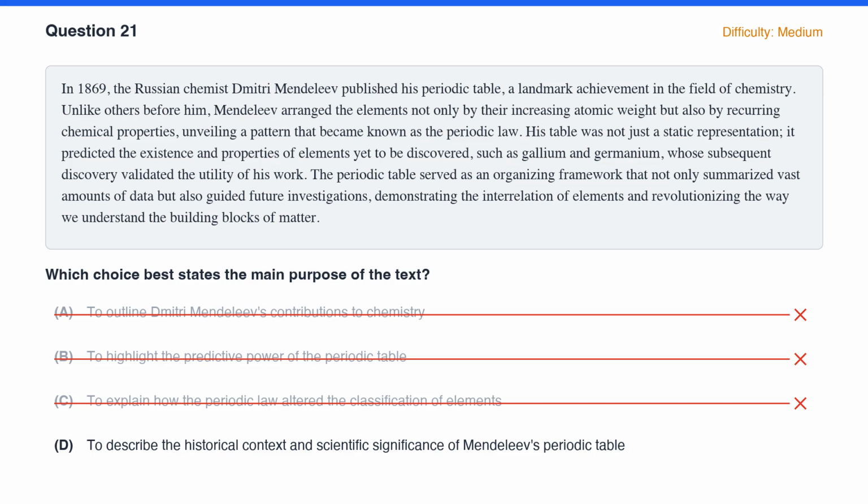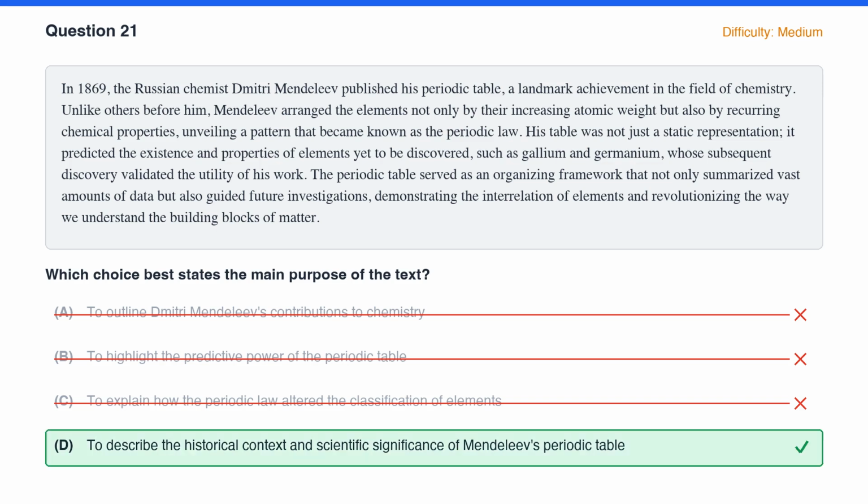Choice C misrepresents the focus since the text does not emphasize changes to classification systems, but rather the table's role as an organizing and predictive framework. Choice D fits because the passage opens with historical context, the year and Mendeleev's nationality, then moves into the scientific significance: the periodic law, predictive success, and revolutionary framework for chemistry. D captures both threads together, rather than isolating one.